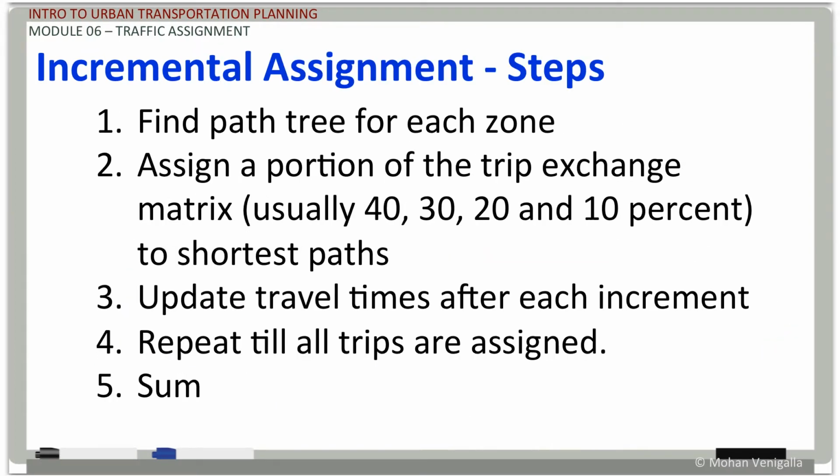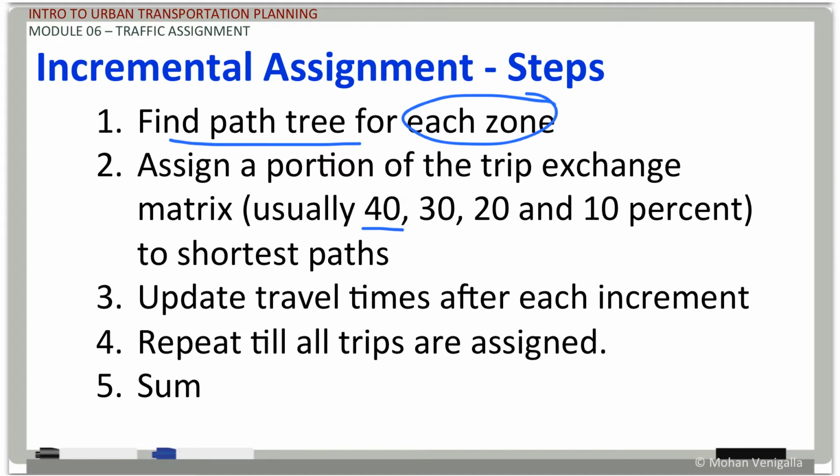So what are the steps? First of all, you find the path for each zone. It's a path tree. You remember we talked about path trees using shortest path algorithms. So we have done that. Find the path tree and then assign a portion of the trip exchange matrix in increments. For the first increment, this is the usual way they assign it: take 40% of the trip matrix. Let's say you are assigning trips from A to B. Take 40% of the trips that go from A to B, assign them on the network, and then go to the next zone, process it, next zone, process it, etc.